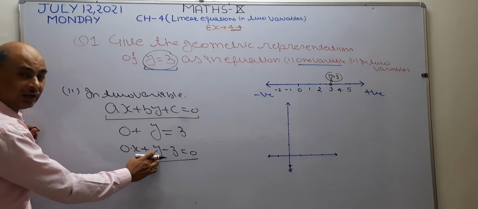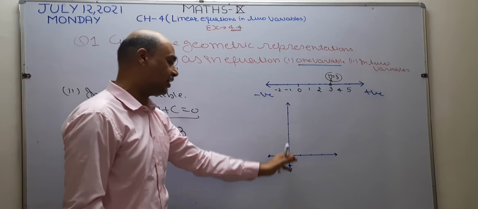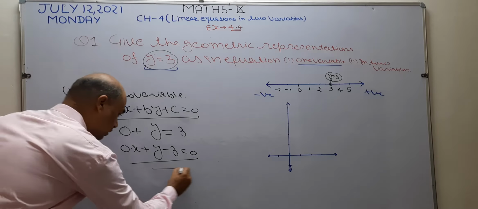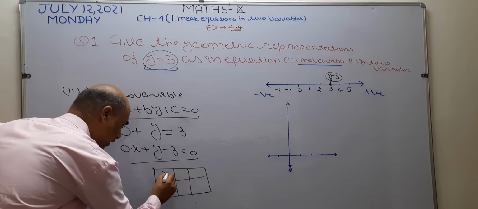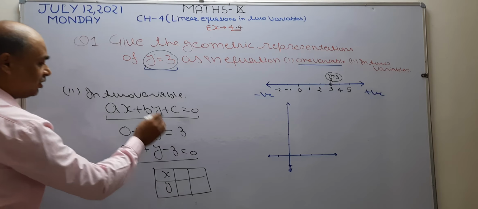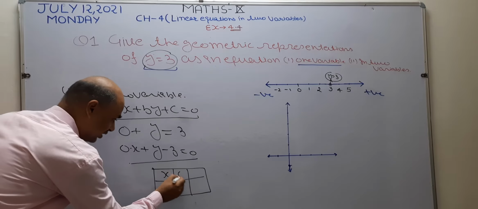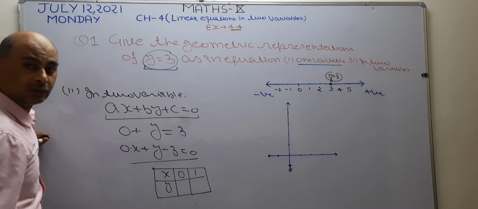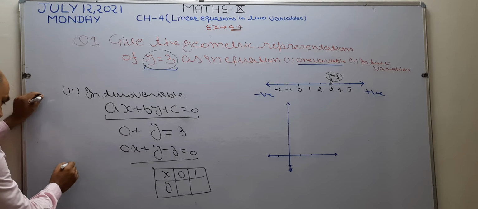Now two variables are there. It means x is going to be represented by the x-axis and y is going to be represented by the y-axis. Okay, now I want to draw the table of this equation. Minimum two values are required to draw the graph of any linear equation in two variables. So I take first x equal to 0 and after that x equal to 1. I want to substitute the value of x in this equation.